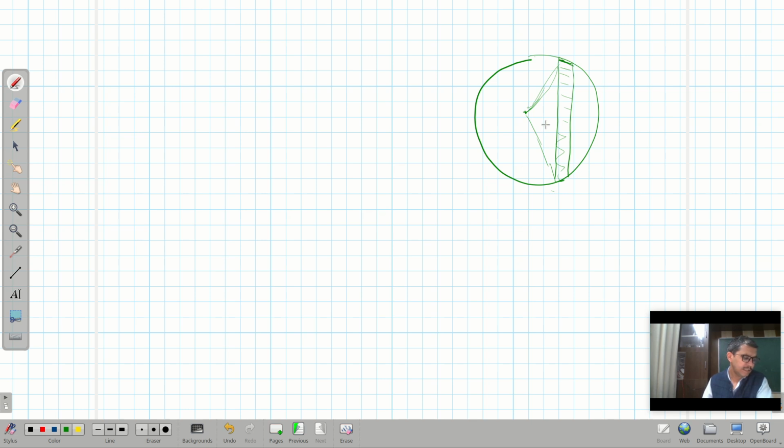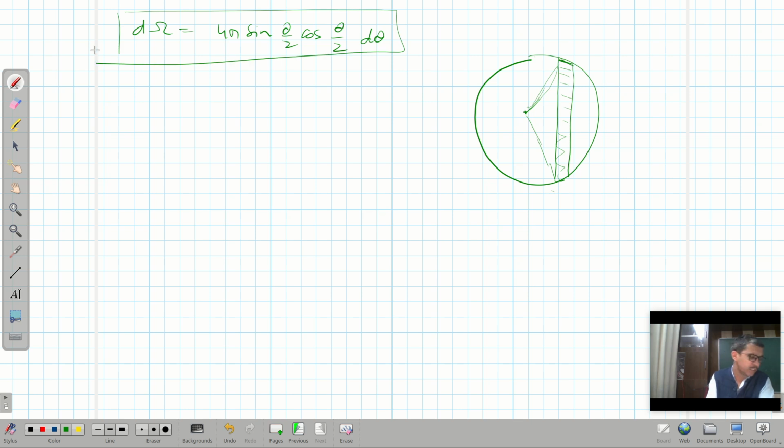And the solid angle subtended by this ring is equal to 4 pi sine of theta by 2 and cos of theta by 2 and the d theta. So this is the angle made by this. So let us try to prove it.